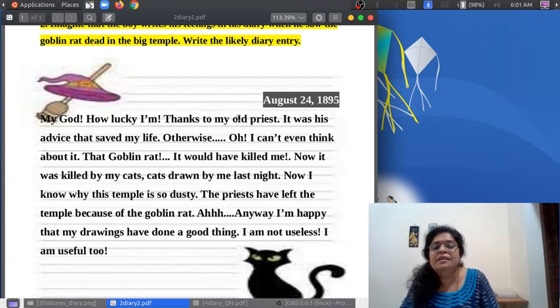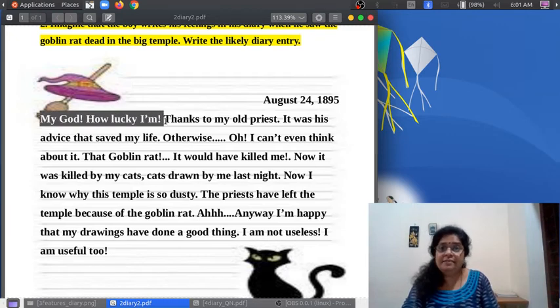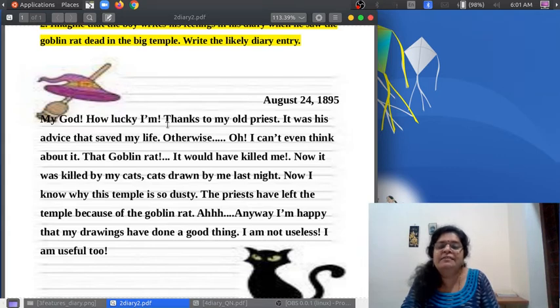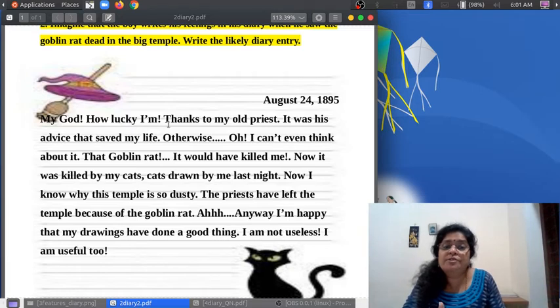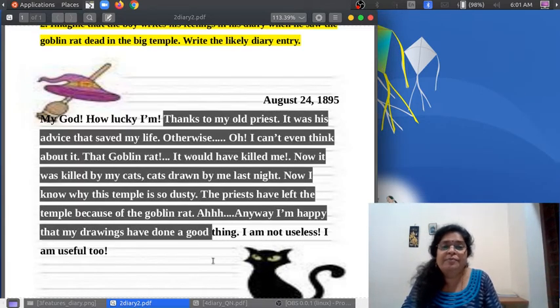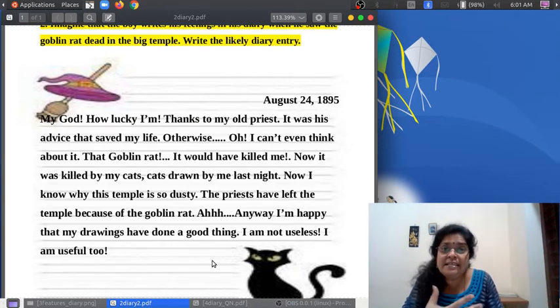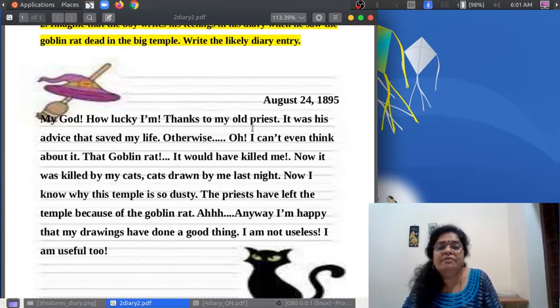Okay. Now, is there a striking beginning? Yes. My God, how lucky I am. Isn't that a striking beginning? Interesting beginning. Catchy beginning, that is. Then, are there the feelings, thoughts, and emotions of the boy? Yes, sure. Is the incident in this diary? Yes, we can get the incident when we read this diary.